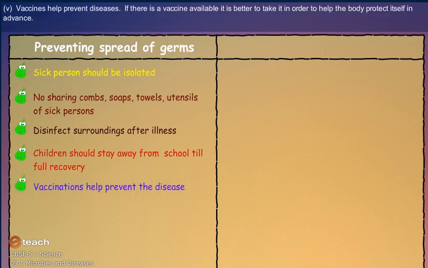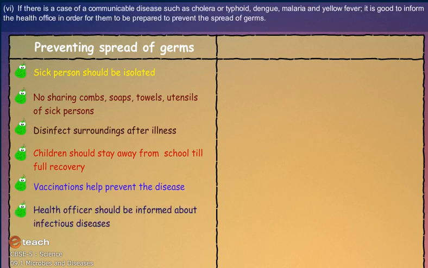Vaccines help prevent diseases. If there is a vaccine available, it is better to take it in order to help the body protect itself in advance. If there is a case of a communicable disease such as cholera or typhoid, dengue, malaria, and yellow fever, it is good to inform the health office in order for them to be prepared to prevent the spread of germs.